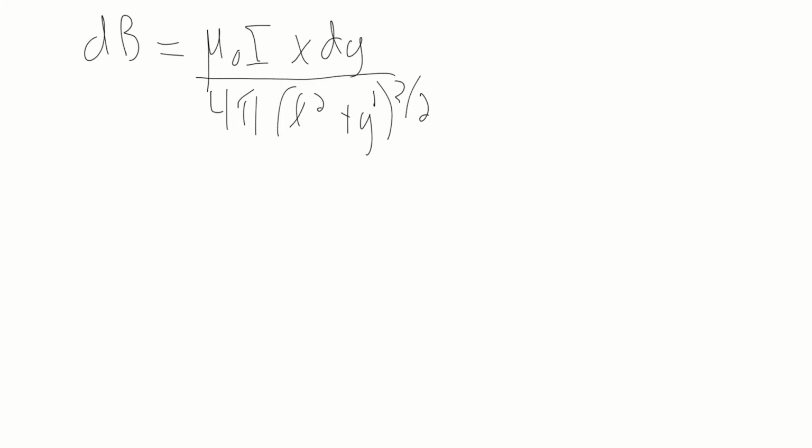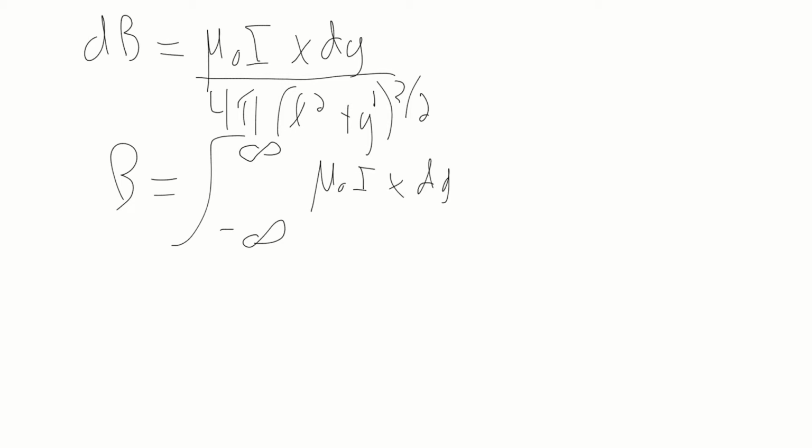Remember, the wire is going to be long, so basically it's going to be an infinite length. So to find the actual magnetic field, we're going to have to set limits from negative infinity to infinity of this whole expression, mu naught I x dy over 4 pi x squared plus y squared to the 3 halves.